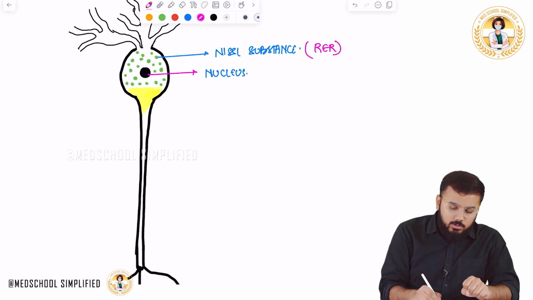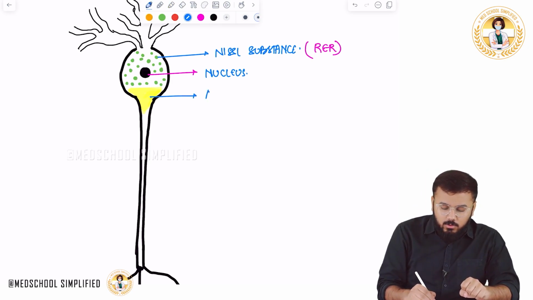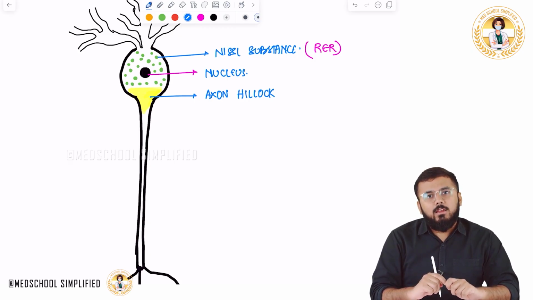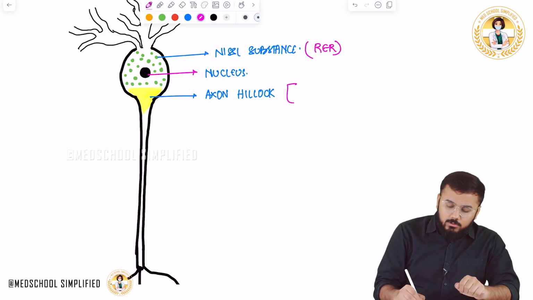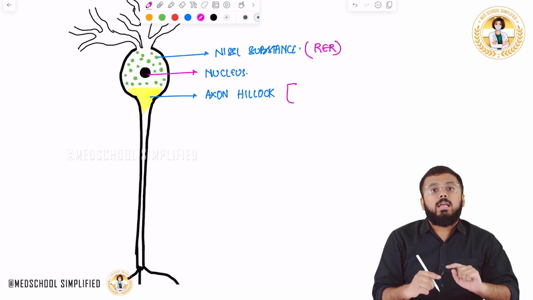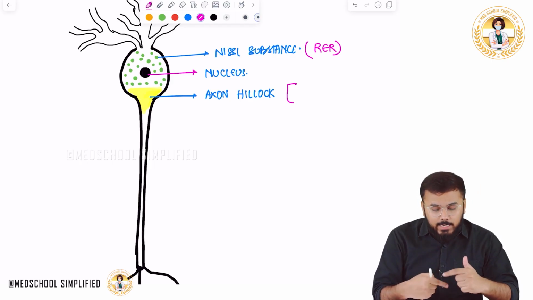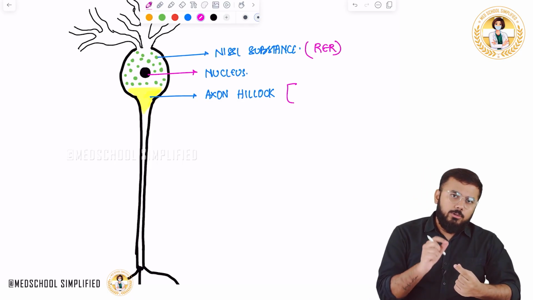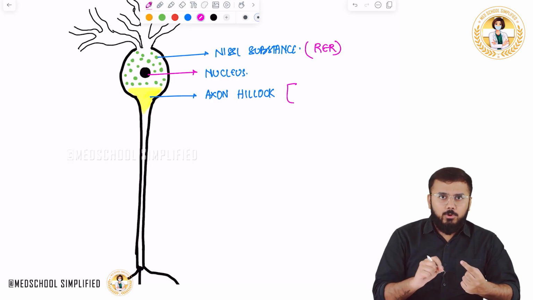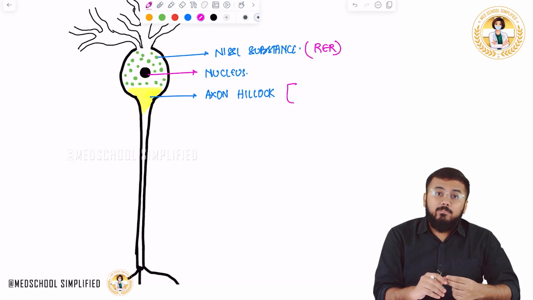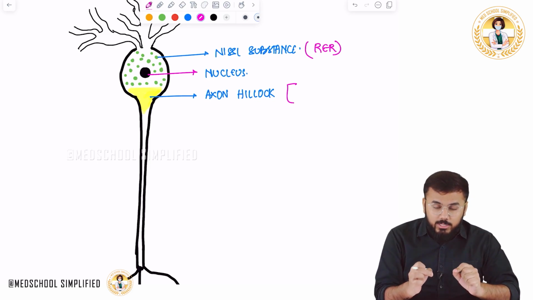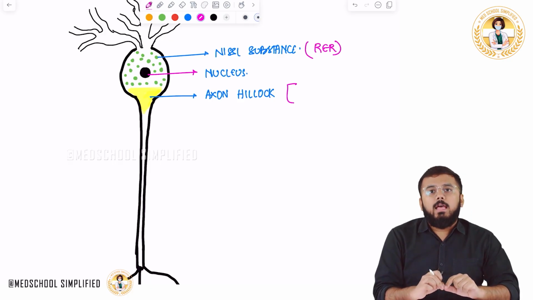What is this structure over here called? This structure is called the axon hillock. What is the function of the axon hillock? The most important function of the axon hillock is that this is the place where the action potentials, the electrical impulses, are generated. All of you know the main function of a neuron: the neuron fires electrical impulses or action potentials. These have to be generated somewhere, and the generation starts from the axon hillock.